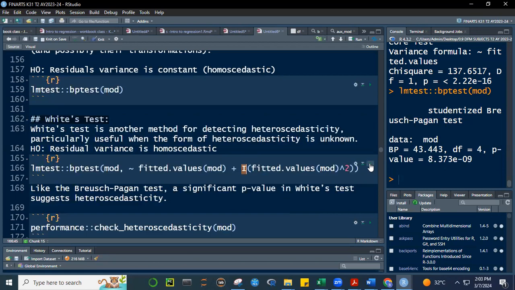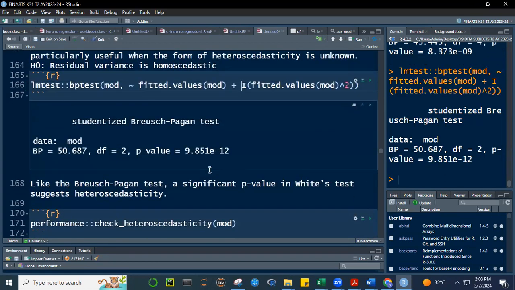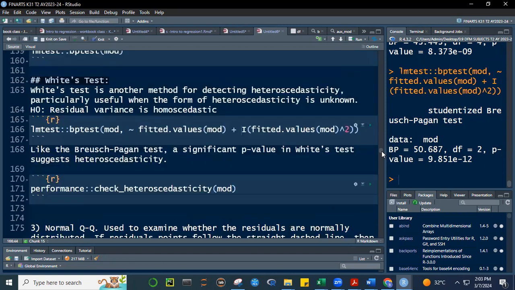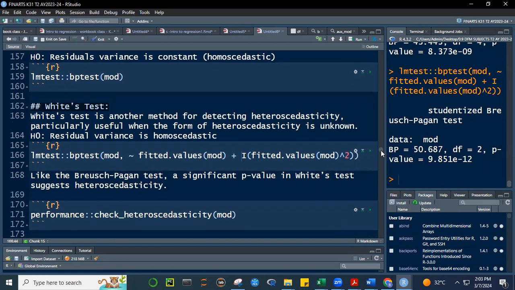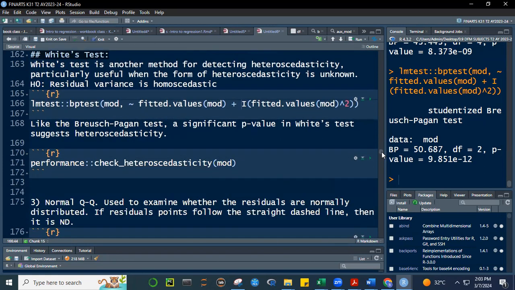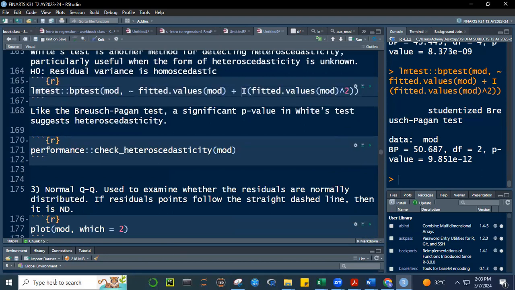So if I run this, what comes out here, class, is that the p-value is really less than 0.05. So it's the same, no? In this instance, White's test and the Breusch-Pagan test both give the result that the residuals, the variance of our residuals, is heteroscedastic. Okay, because sometimes they can conflict. Breusch-Pagan and White's test can conflict. And then there's another test here, the Goldfeld-Quandt test. But this is sufficient for us here from the performance package.